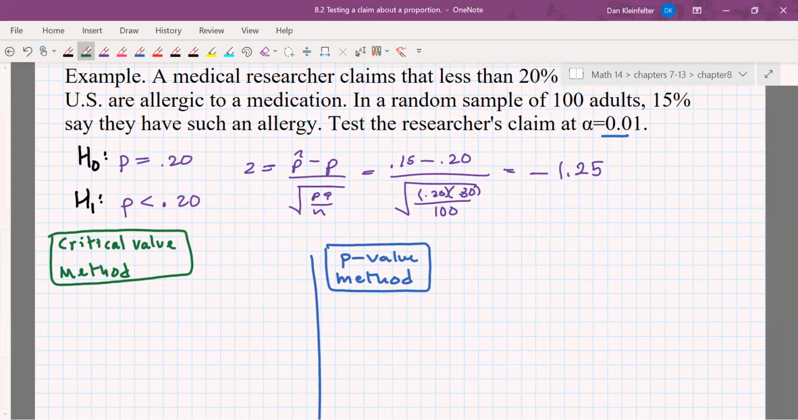So now we want to see how the critical value method will look. For the critical value method, we start with the alpha. On this one, we're told that the alpha is 0.01. We have a left-tailed test, so the area in the left tail has to be 0.01. Then we're going to go to our z-table, because our test statistic was z, and look and see where we'll get an area to the left of 0.01. Give yourself a minute to look that up. It looks like negative 2.33.